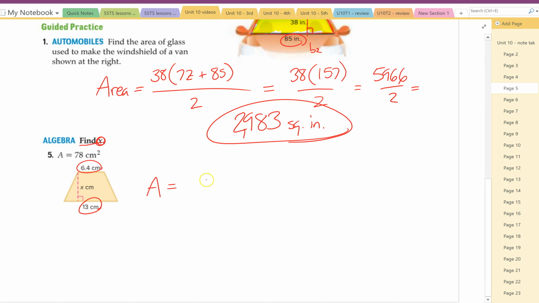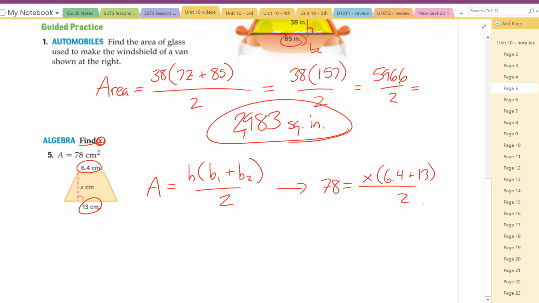So the area of a trapezoid is height times B1 plus B2, over 2. The 2 never changes. So let's copy that over here, but instead of putting the variables in, let's put the information I know. I know the area of this trapezoid is 78. And that's equal to the height, which right now I have as X, times the two bases added together, so 6.4 plus 13. And then that whole thing is divided by 2.